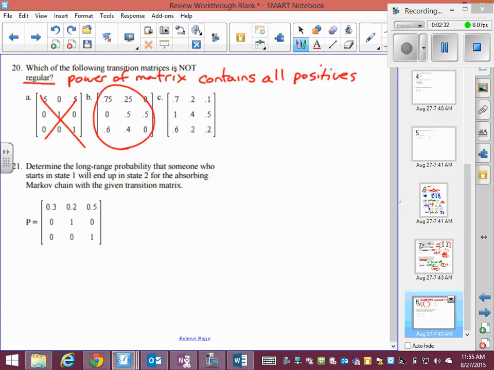And guess what? This one already has all positives. Don't even have to do anything to that one. I don't have to take it to the second power. For this one, I squared it, but this one's just positive already. So both of those two, B and C, are regular.